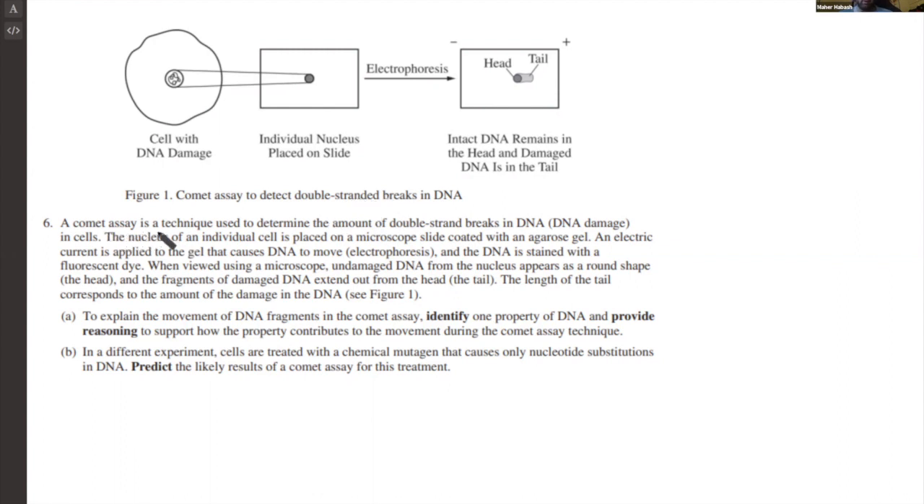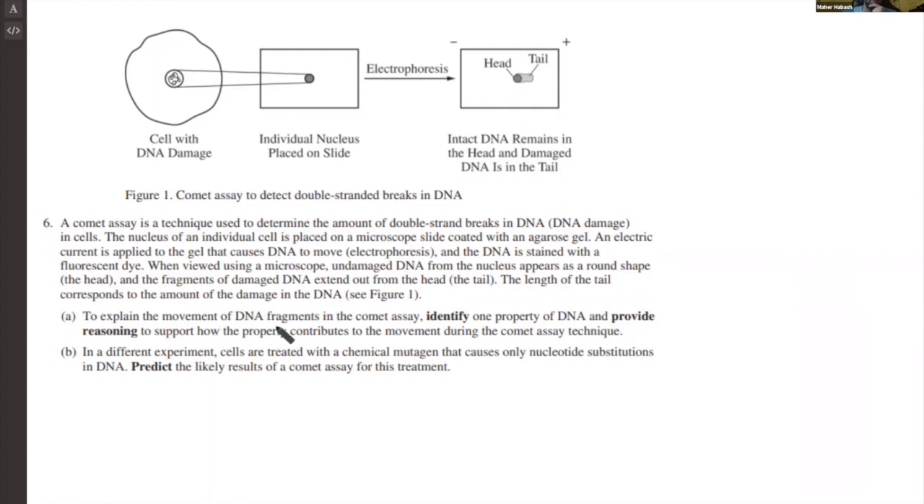And let's read this. A common assay is a technique used to determine the amount of double-strand breaks in DNA or DNA damage in cells. The nucleus of an individual cell is placed on a microscope slide coated with an agarose gel. An electric current is applied to the gel that causes DNA to move, electrophoresis, and the DNA is stained with a fluorescent dye. When viewed using a microscope, undamaged DNA from the nucleus appears as a round shape, the head, and the fragments of DNA extend out from the head, the tail. The length of the tail corresponds to the amount of damage in the DNA.